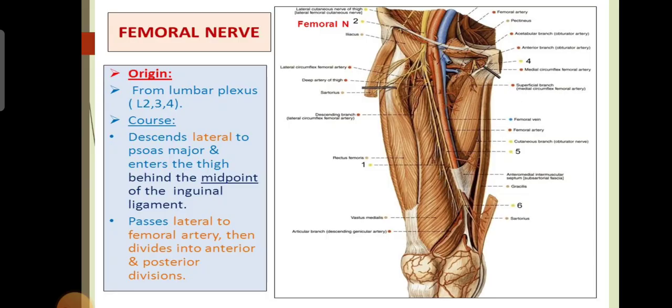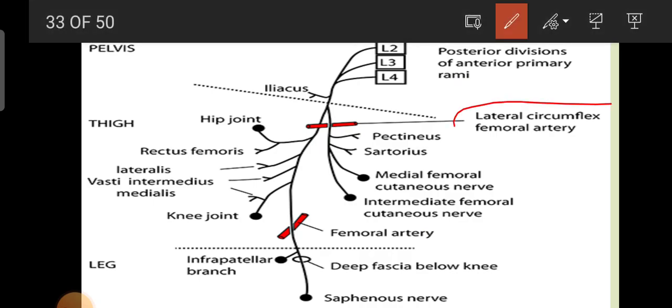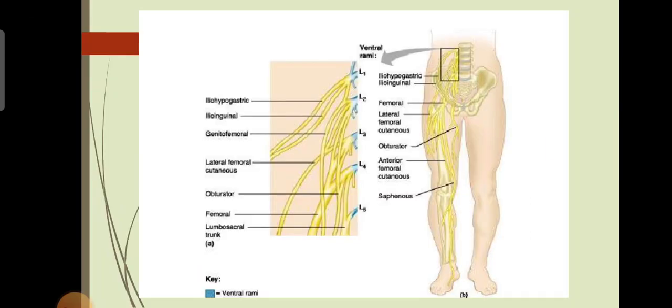So here we can see the femoral nerve, which is passing lateral to the femoral artery, and then it is dividing into the two divisions. So this lateral circumflex femoral artery is responsible for the division of the femoral nerve into two divisions. This is the formation of the femoral nerve from the lumbar plexus.